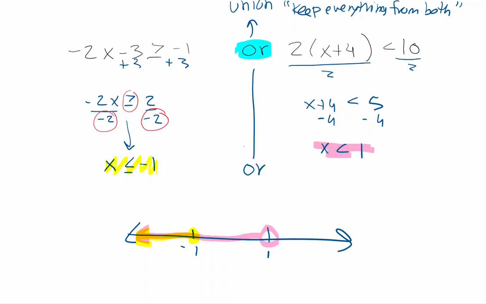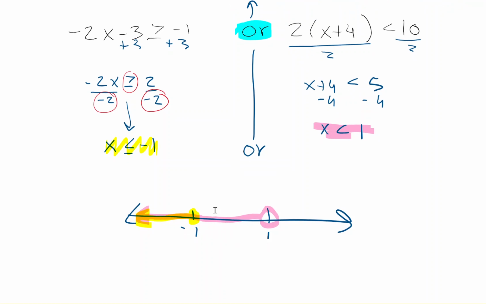Now, if we were looking for the and, I would be looking for the orange where the overlap is, right? But I'm not. I'm looking for the or. I'm looking for the union. I want to keep everything from both. Everything from both. And it looks like there might be 2 intervals here, but really there's just one interval.